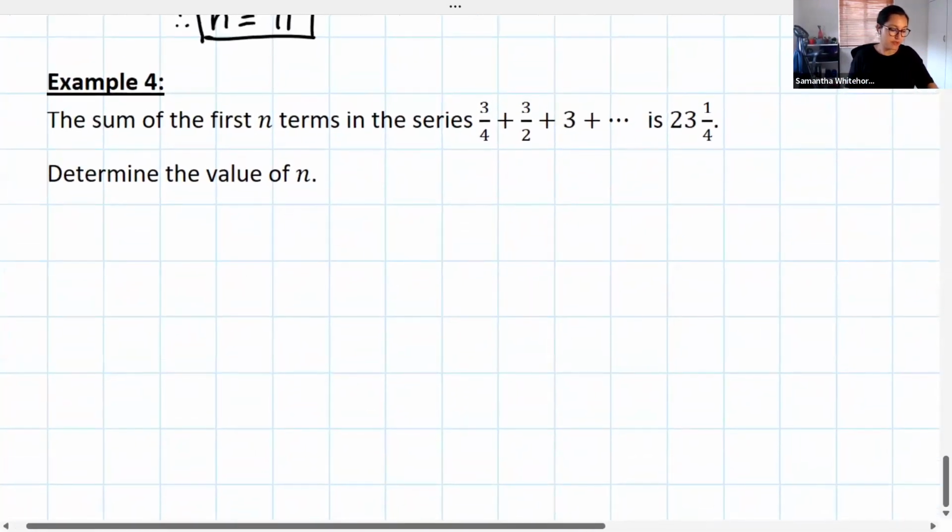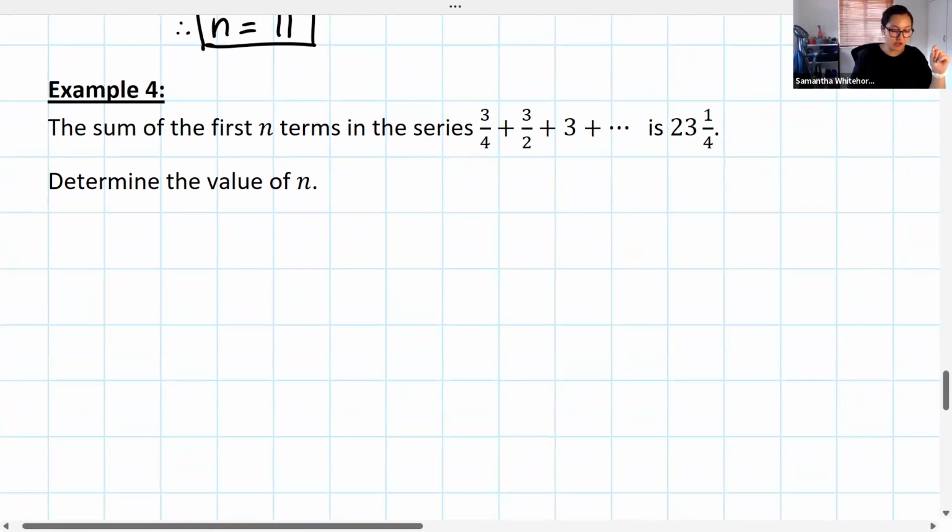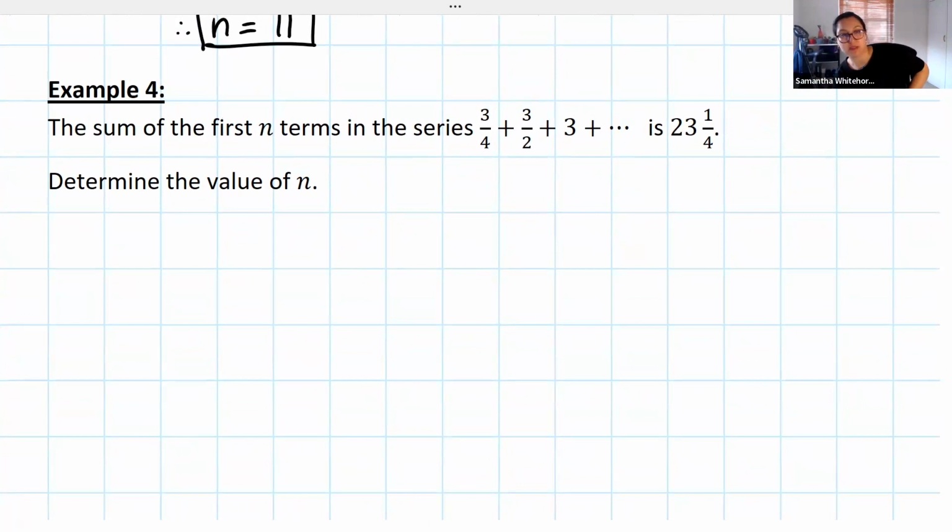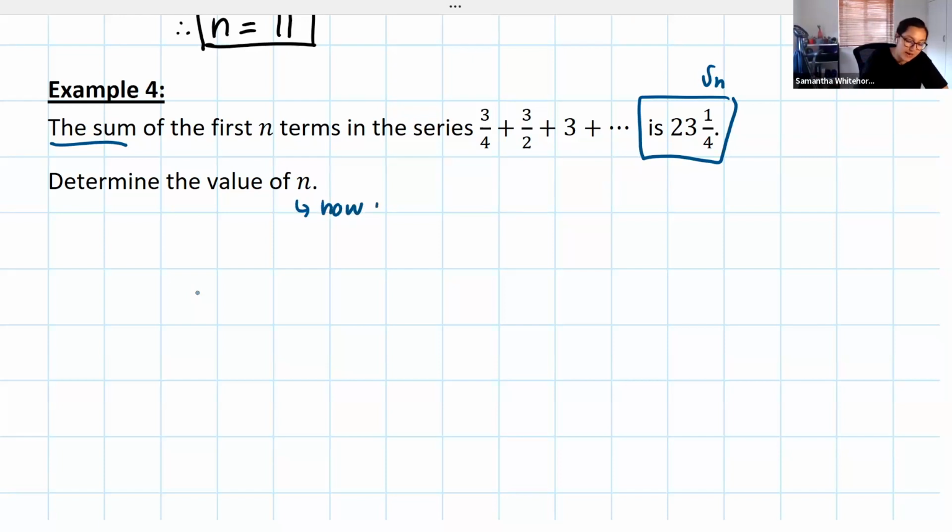So example 4 says the sum of the first n terms in the series 3/4, 3/2, plus 3, plus and so on, is 23 1/4. So importantly, it says the sum is 23.25. So we've been given a value for the sum. Again, read the questions carefully. I've been asked to determine the value of n. So I'm being asked, how many terms are we adding?